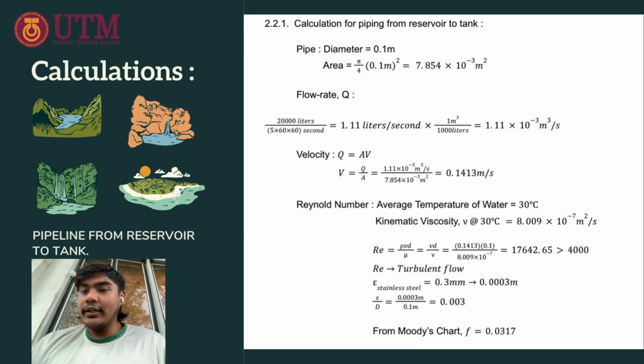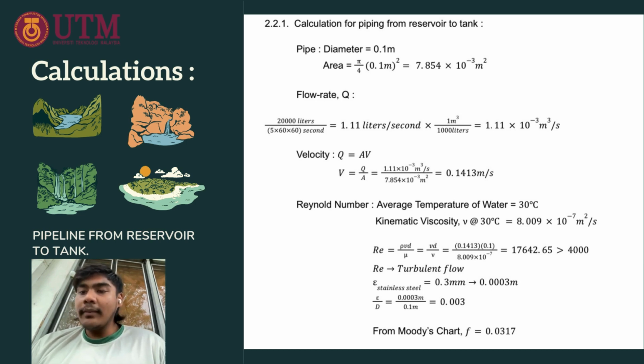Next we find the flow rate Q. We set the flow rate is 20,000 liter per 5 hour. So 20,000 liter is our capacity of the tank, and after we calculate we got the flow rate is 1.11 times 10 to the power of -3 meter cube per second. Next we find the velocity using the formula of Q equal to AV. After we rearrange the formula, we got V equal to Q over A, and after we calculate we got our velocity is 0.1413 meter per second.